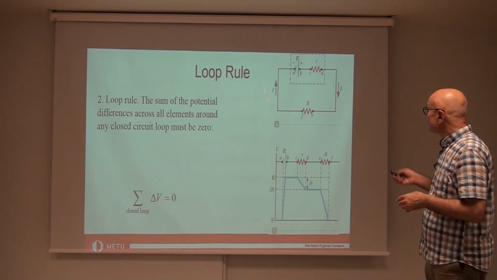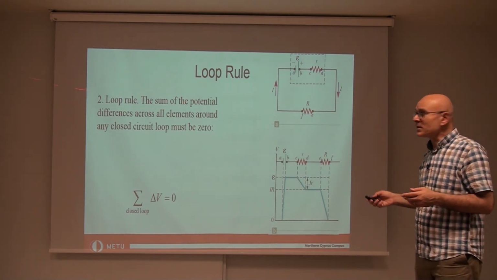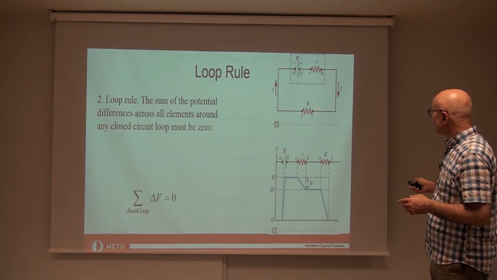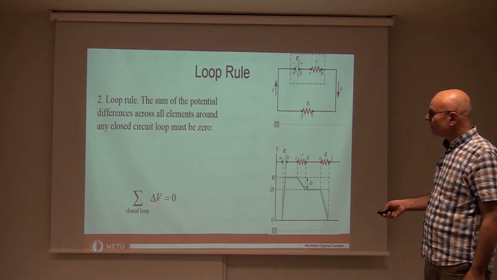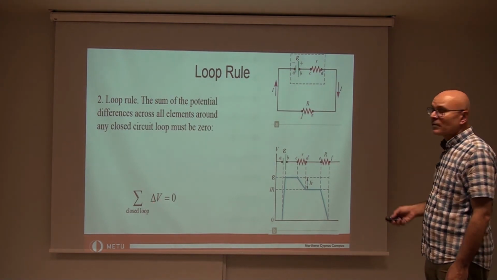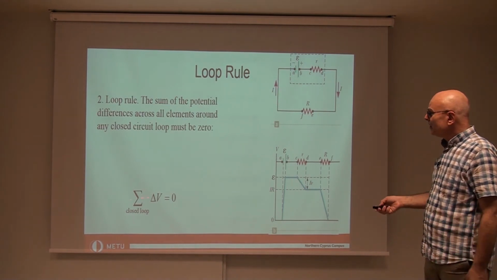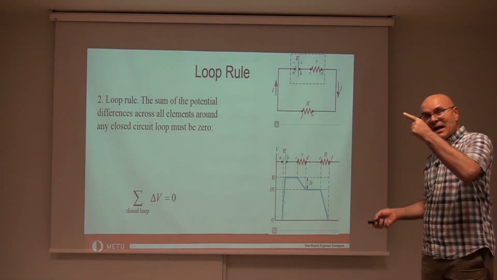So here, for example, this is a single loop circuit, because there is only one loop, which is this loop in this case. Now let's apply the voltage loop rule to this circuit. In finding this sum over a closed loop, you can start at any point on that loop, given that you come back to that point.